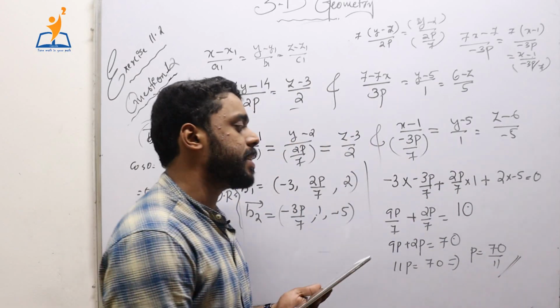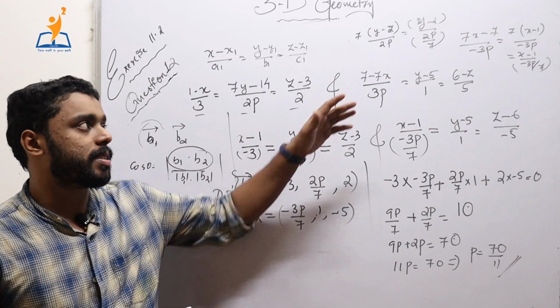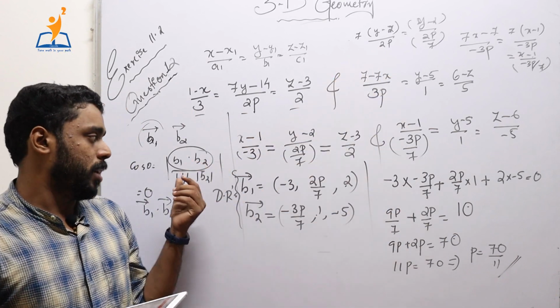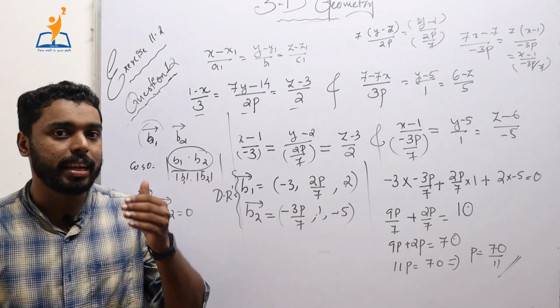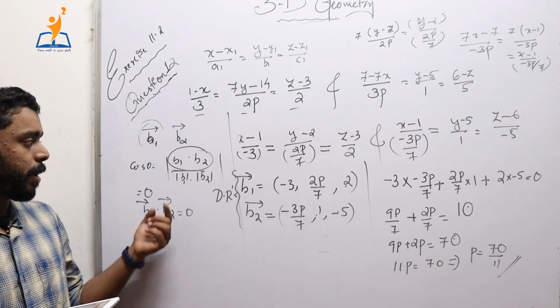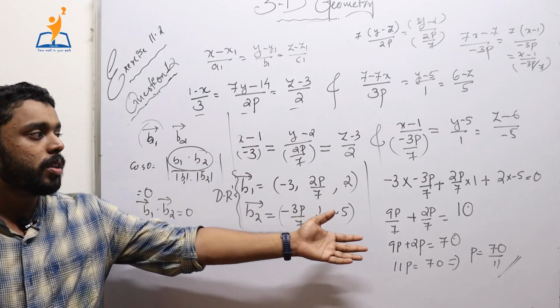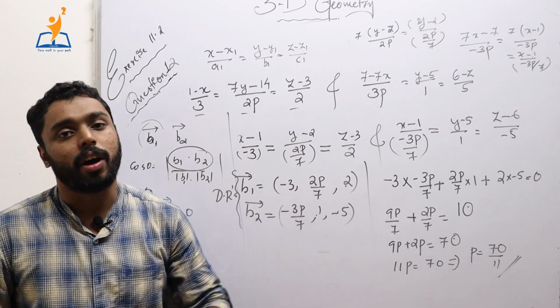So this is as simple as that. Just make it into a standard form, then use the formula for finding the angle between two lines. Given that these two are at right angles, the numerator must be equal to 0. So deriving this condition, we get the value of p.